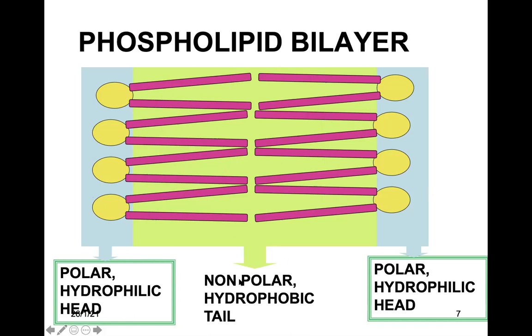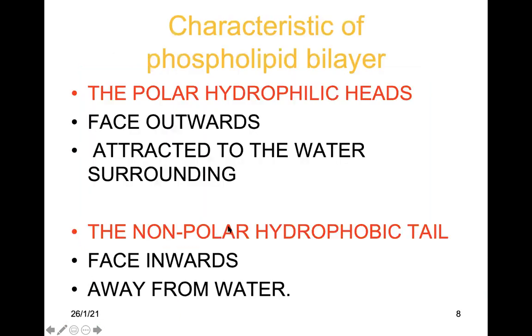But the tail is non-polar because the direction is still the same, which is in the middle, no direction. Okay, here you see the characteristic of the phospholipid bilayer, it has two things, head and also tail. The head is polar. Why? Because it faces outside and inside. It is attracted to water, and the tail is away from water, but it is attracted to fat.